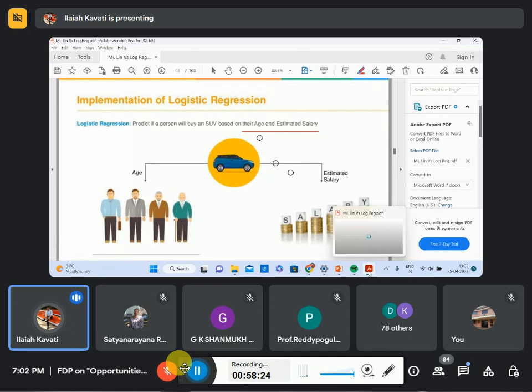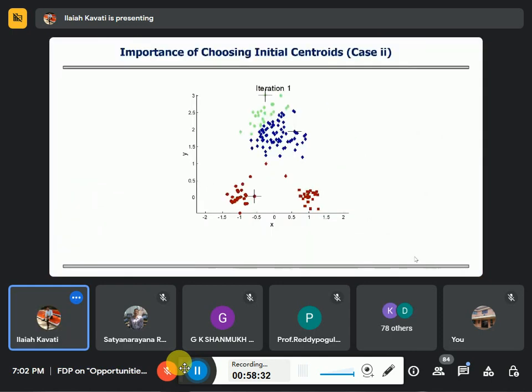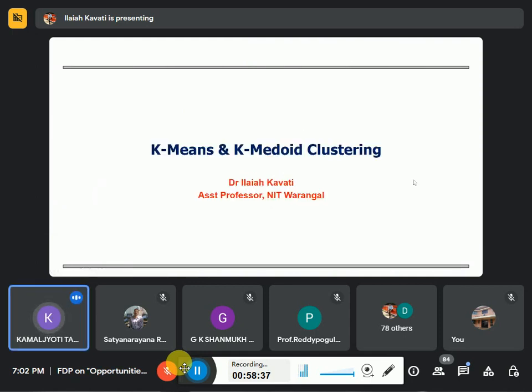Now we'll continue. Any questions, please, before moving on to cluster analysis? Sir, I am not able to understand the main difference between linear regression and logistic regression. It sounds similar. Logistic regression sounds like a classification type. Correct. Logistic regression is for classification, right?